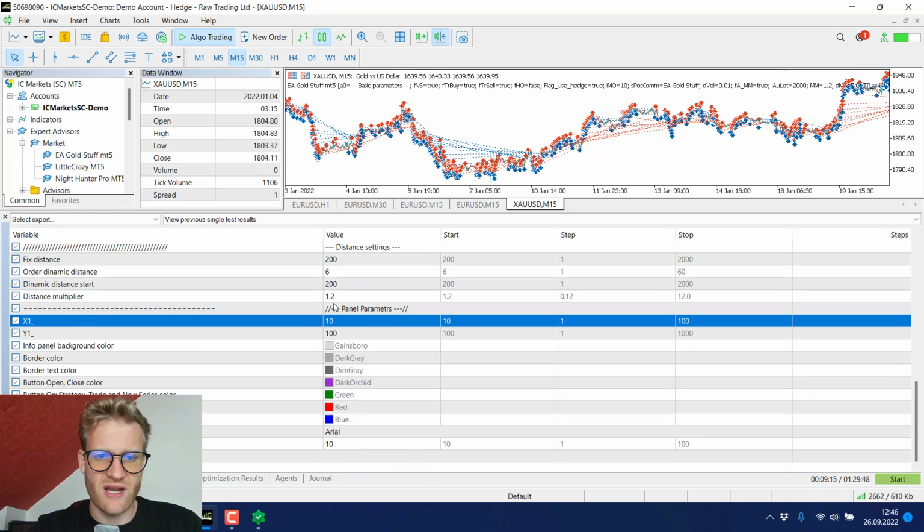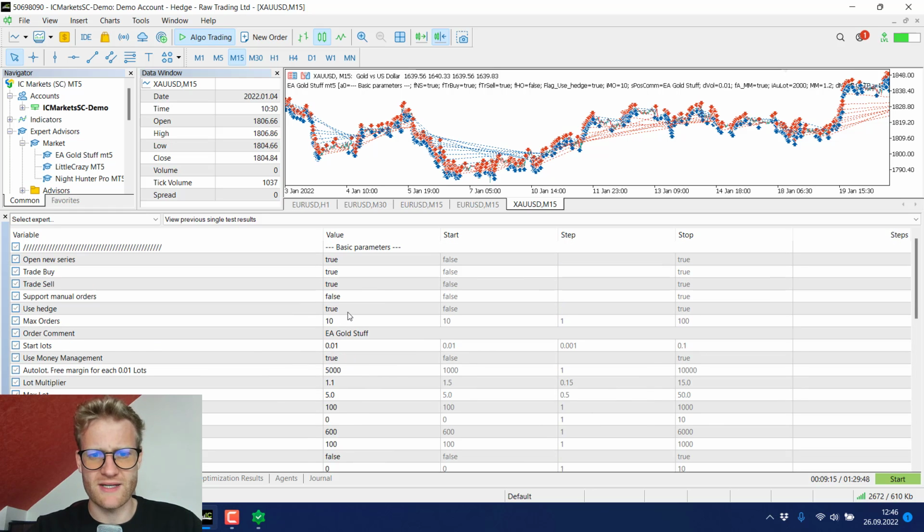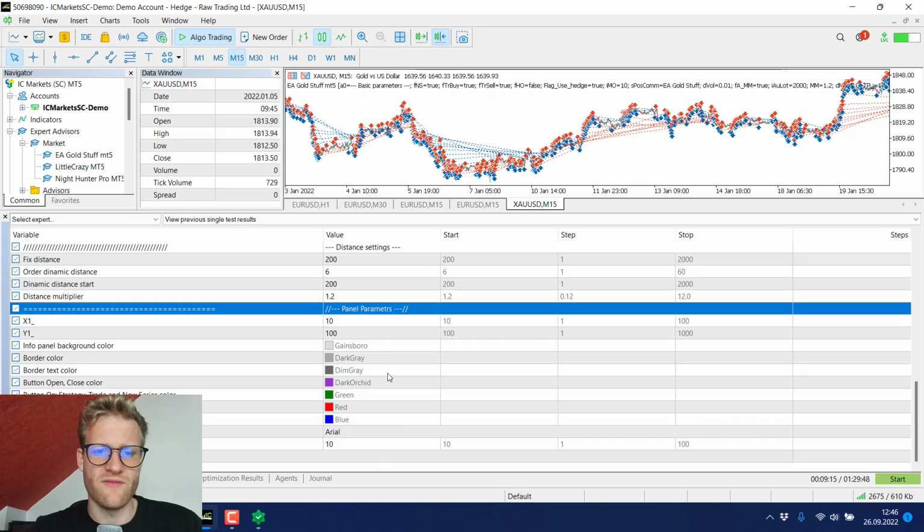This is the panel parameters. I think it should draw a panel in the chart. Maybe it does this in a live trading account, but it's not relevant for the tester.